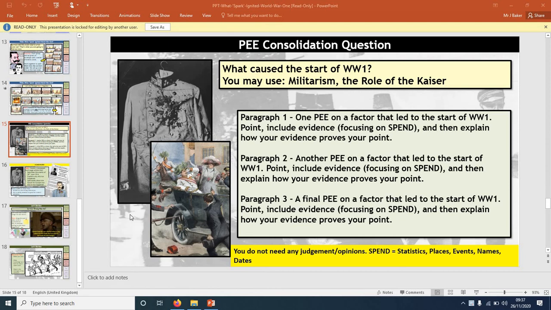Your cover lesson today is going to be primarily focused on answering this exam question. What caused the start of World War One? You may use militarism and the role of the Kaiser. So this is very similar to the essay that you did on your slavery assessment of what caused the abolition of slavery. So what you're going to do is write for me 3 PEE paragraphs explaining what caused the start of World War One.